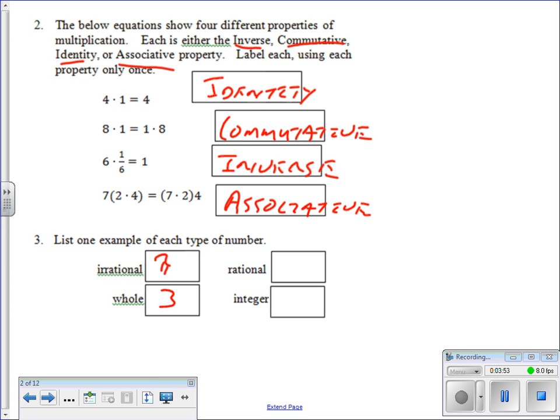A rational number is a number that can be written as a fraction. 1/2 is a fraction. An integer is a non-fraction that's positive or negative: -3. These are examples. These are not the only possible answers. But I do get students that get these wrong. For an integer they give me a fraction. Integers cannot be fractions. They can be negative, but they cannot be fractions or decimals. Got to be careful with that. Questions on 2 or 3?